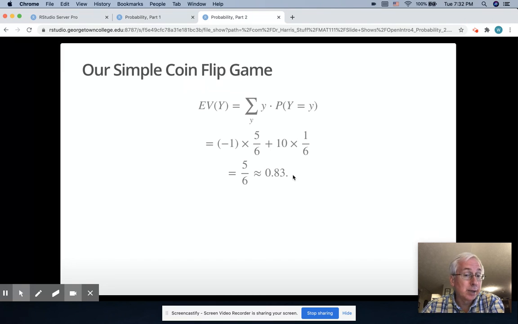So if we have positive expected value, that means this is a game that we'd actually like to play a whole lot. If I played it 100 times, if I expected to win 83 cents more or less per time, I would expect to win about $83 over playing this game 100 times. So this seems like a very advantageous game for us to play. But now let's try to think about why this might make sense.